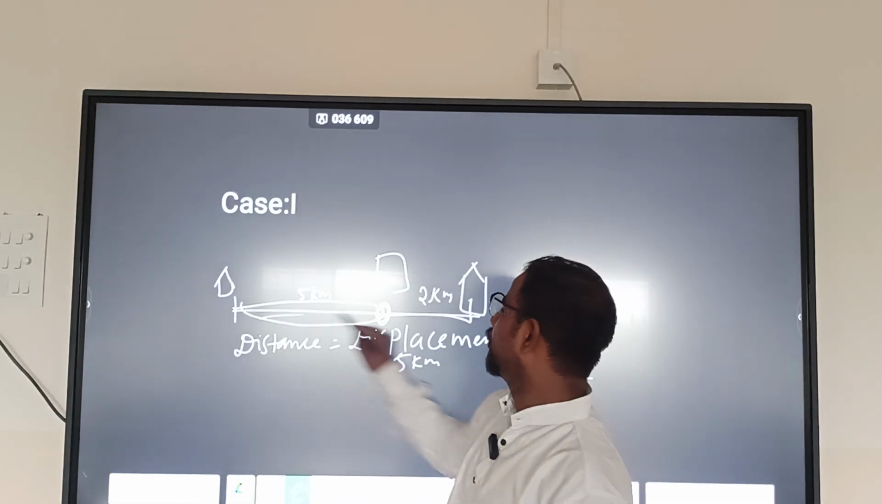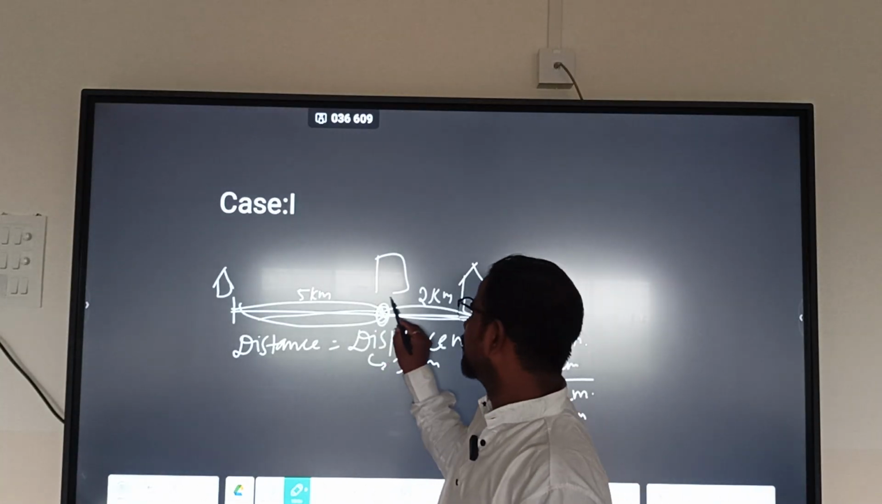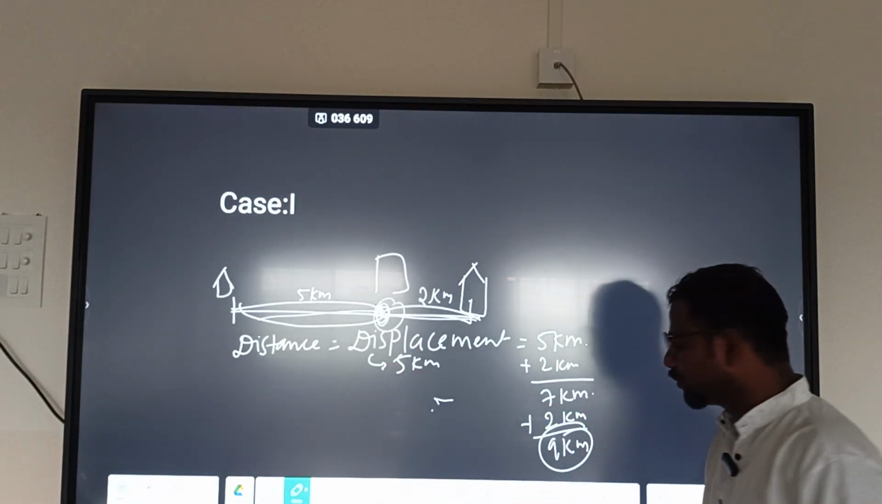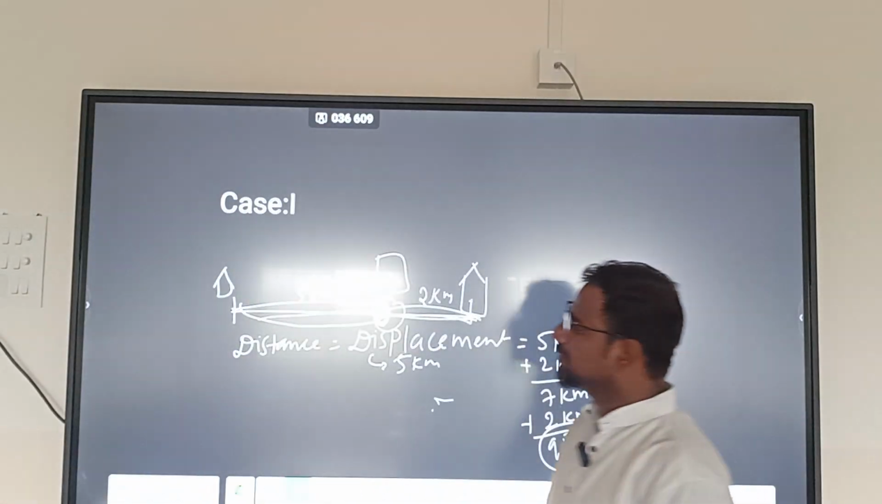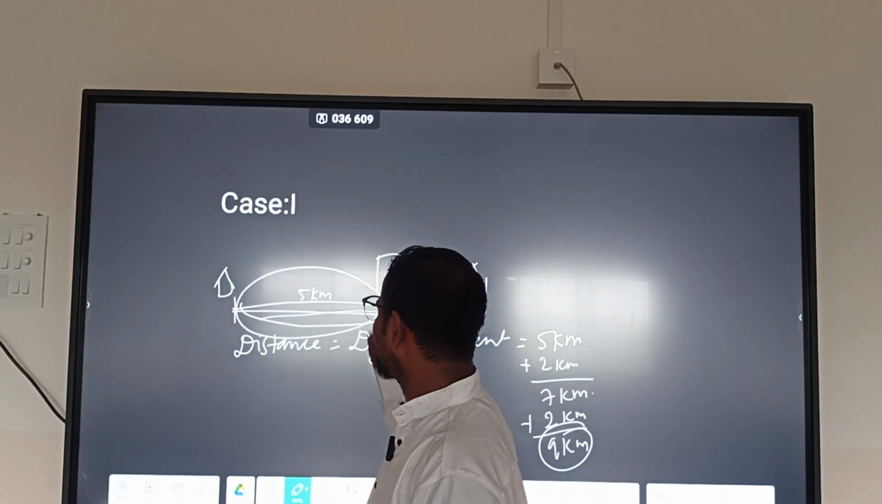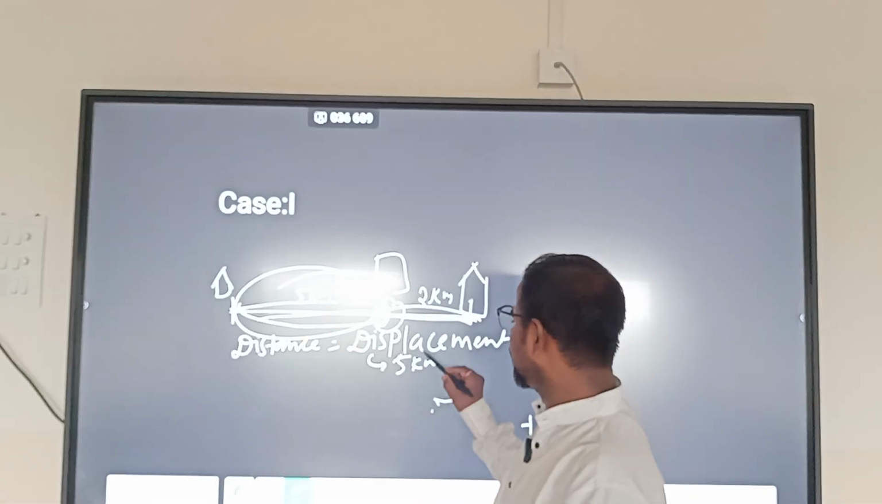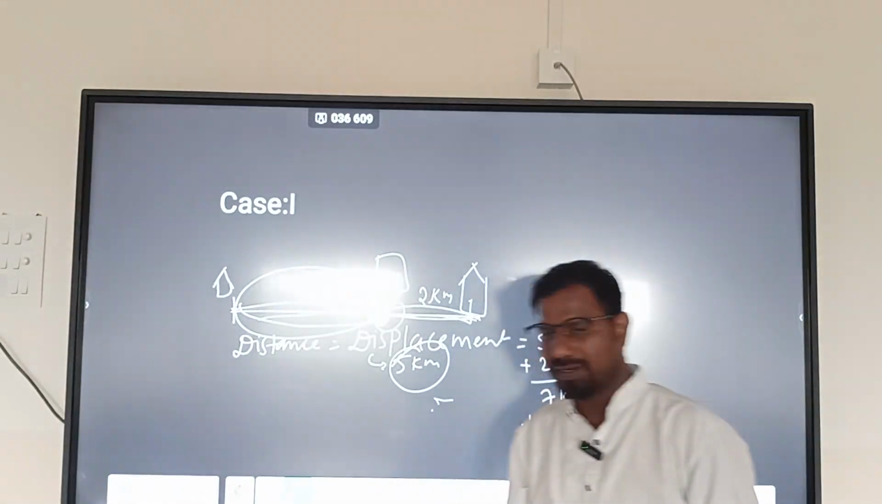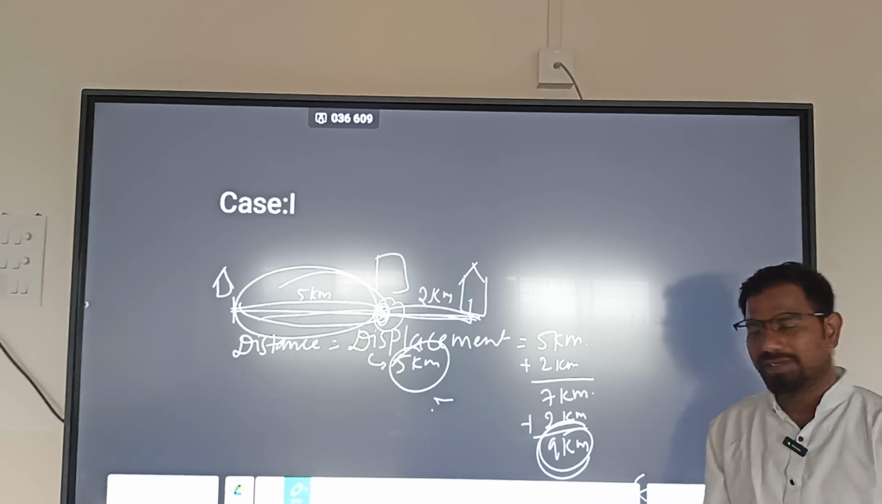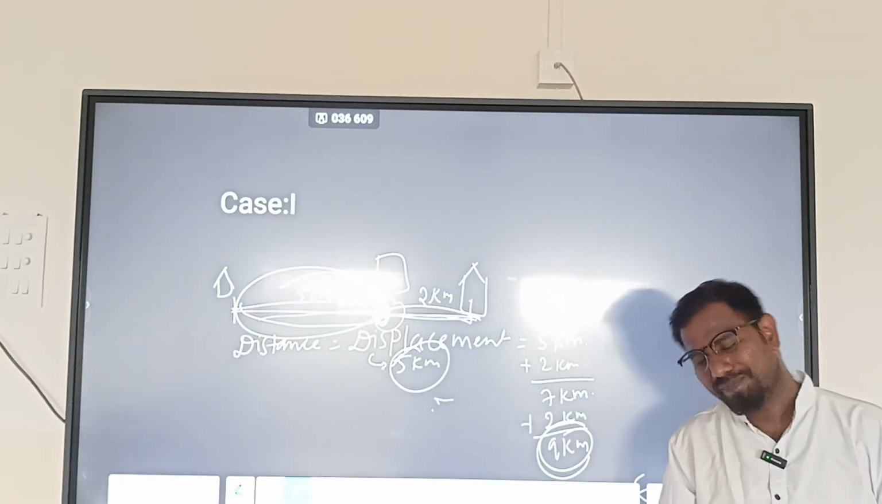But sir, he went to school, then the bakery, then once again traveled this much distance, so 9 kilometers totally. But displacement is always the shortest path covered by a body. So displacement is only 5 kilometers, distance is 9 kilometers. Are you getting, my dear students? It is simple.